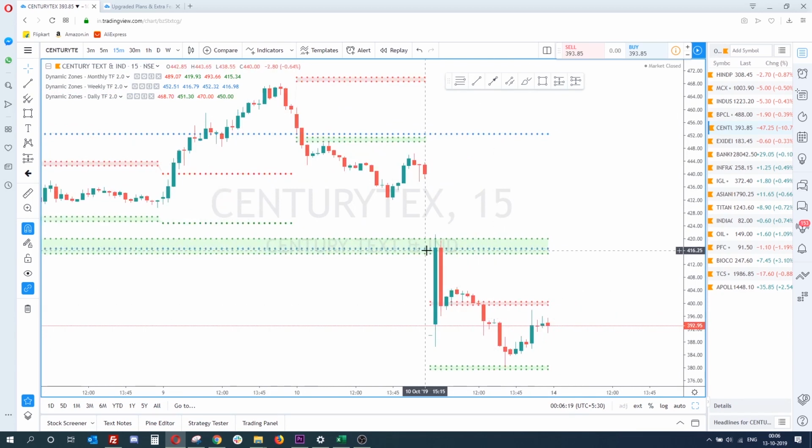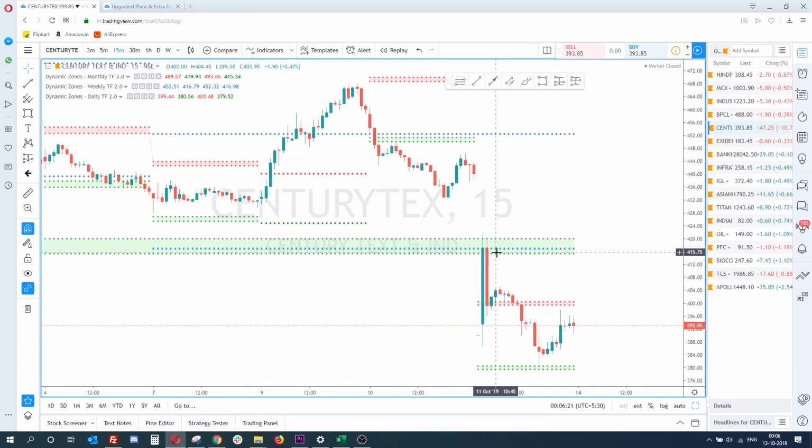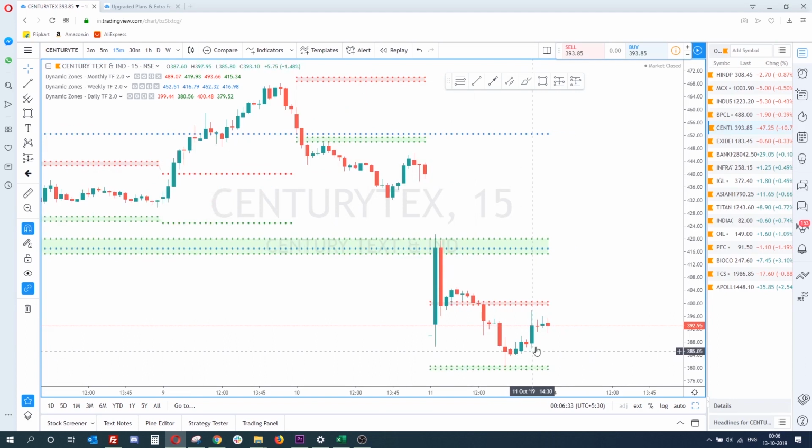Although our indicator is too powerful, right? There were two zones, the monthly zone and the weekly zone. If you see, it took a complete reversal from there and went down right to the daily zone. And there was also a reversal from our daily zone. Just look at it, you can notice that the zones are being very well respected.